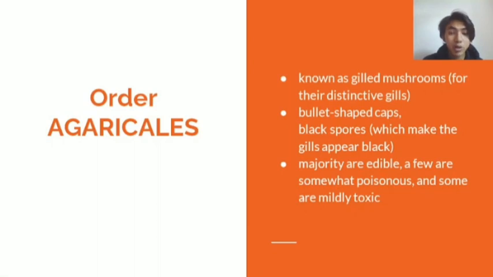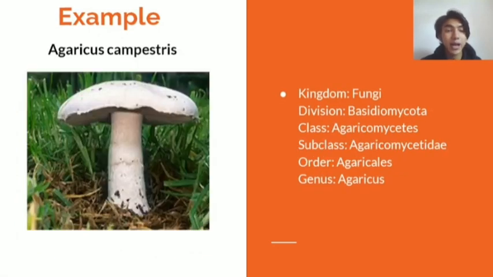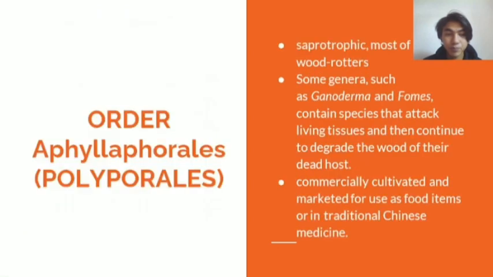For example, under this order, we have Agaricus augustus. They belong to the kingdom Fungi, division Basidiomycota, class Agaricomycetes, order Agaricales, family Agaricaceae, and genus Agaricus. Next example, we have Agaricus campestris. They belong to the kingdom Fungi, division Basidiomycota, class Agaricomycetes, subclass Agaricomycetidae, order Agaricales, and genus Agaricus.